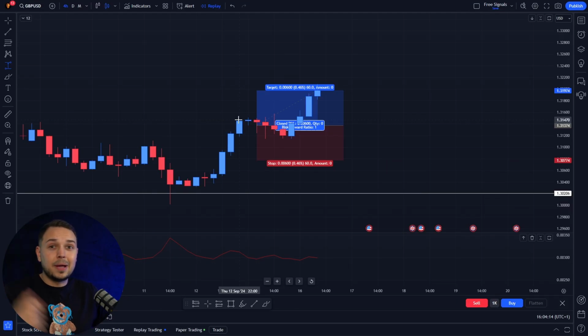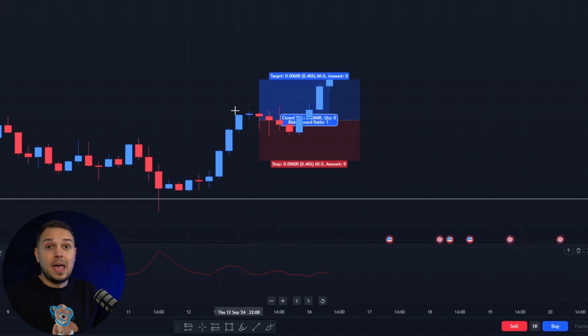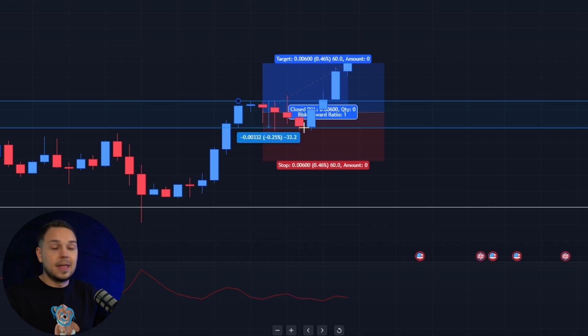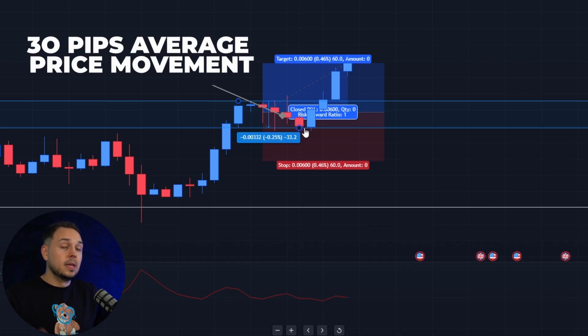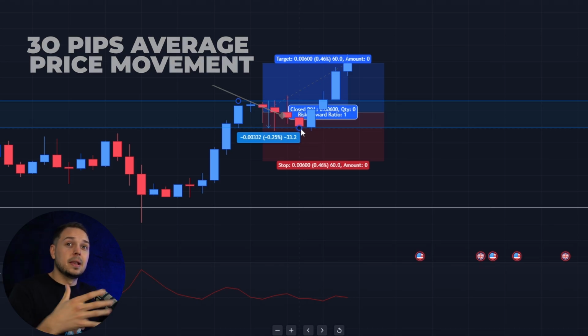Now here's where things get interesting. Did you know the ATR is so good that it can help you predict market reversals and price continuations? It's like having a crystal ball minus the drama. Okay, going back to our previous GBP/USD chart, we know that the price movement has been 30 pips. That was the average price movement that the ATR indicator has been telling us. It can be a little bit more, it can be a little bit less. What we want to do with this is double it.